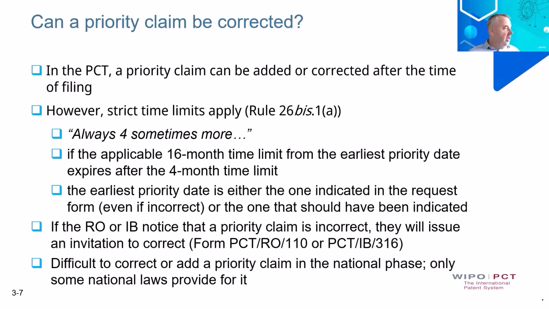It's difficult, as I said before, to add or correct a priority claim in the national phase. Some national laws provide for it. In the US, it's relatively straightforward and easy to do. In other countries, it can be extremely difficult or close to impossible. So it's really important that you try to get the formalities right from the start or correct them at least within the 4 months that I described before.